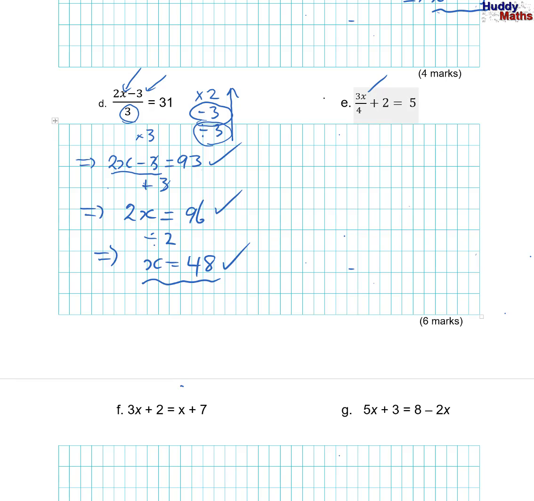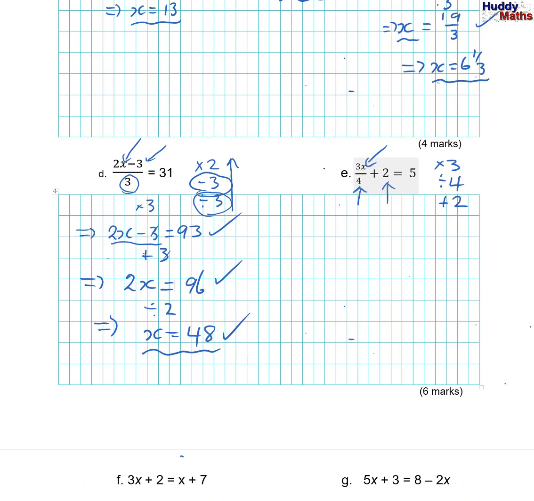Let's look at the next one. So here's our x term. x has been times by 3. Then this 4 comes in next. It's been then divided by 4. And then 2 has been added. Okay, so we've got those steps that we're going to want to reverse in a minute. Okay, so let's reverse those steps.